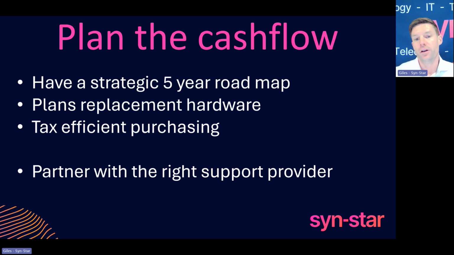And then finally, we would say plan the cash flow. Have a strategic 5-year roadmap. Plan the replacements so that you don't suddenly get a surprise where 3 machines have just fallen over. You've then got downtime that people can't work and you just, as an emergency, you need to get that machine in. Also, it's around tax efficient purchasing.